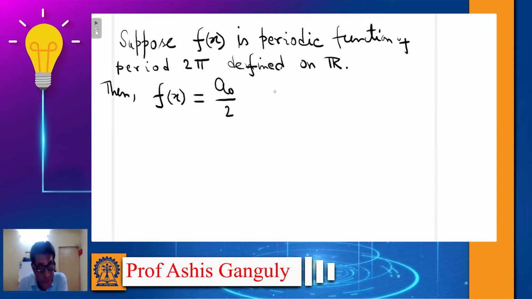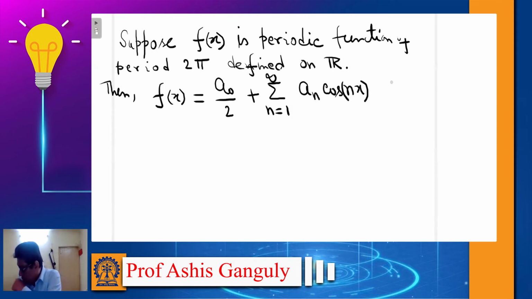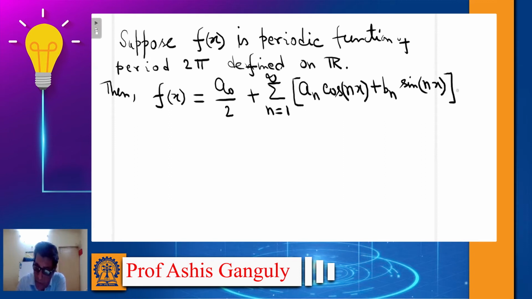a0 by 2 plus summation n equal to 1 to infinity an cos nx plus bn sin nx. Okay.